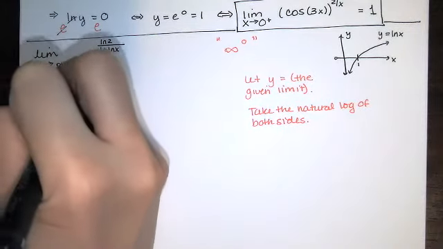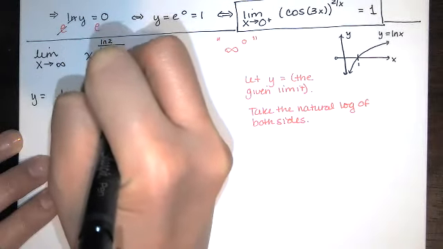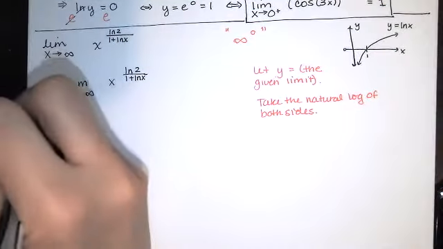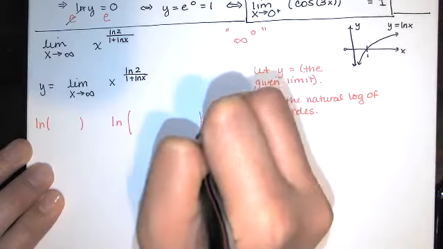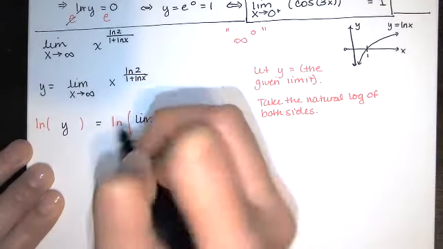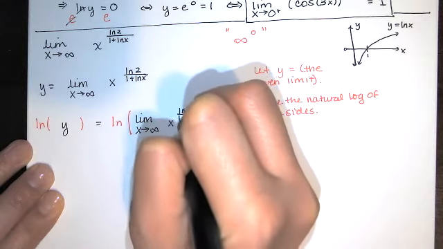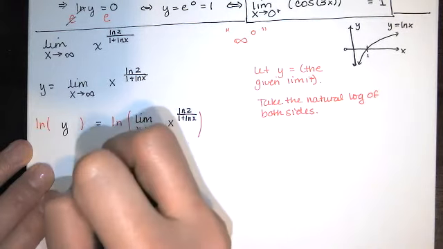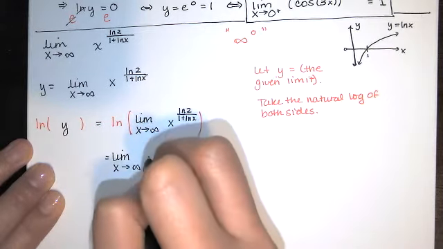So you have y equals the limit as x goes to infinity of x raised to this power. And then we say, okay, let's take the log of this side and set that equal to the log of this other side. So log of y is equal to the log of the limit as x approaches infinity of x raised to this power. And then since the log is a continuous function, you can pull that limit out. The log of the limit is the limit of the log.